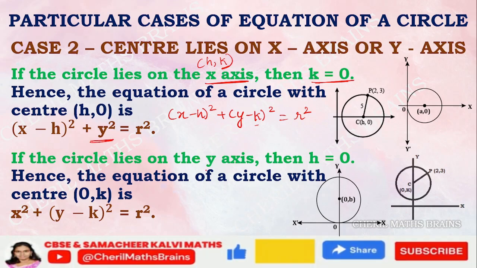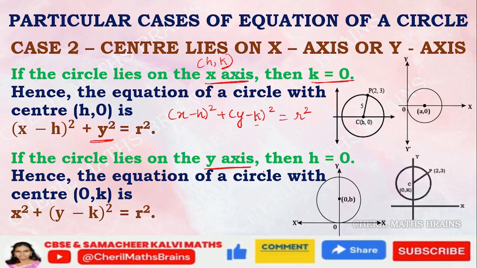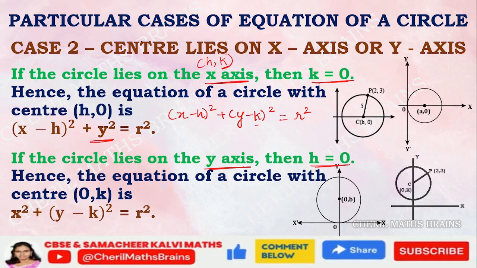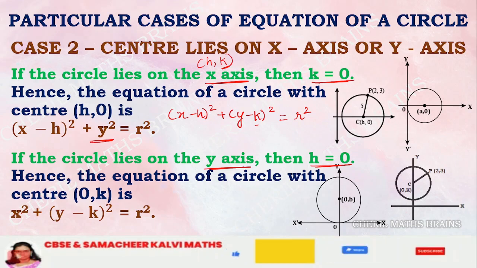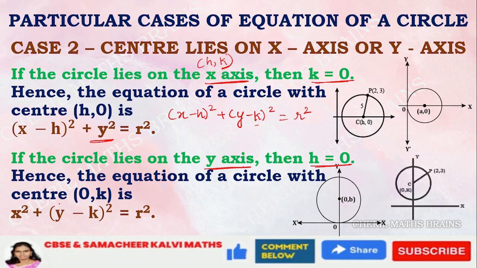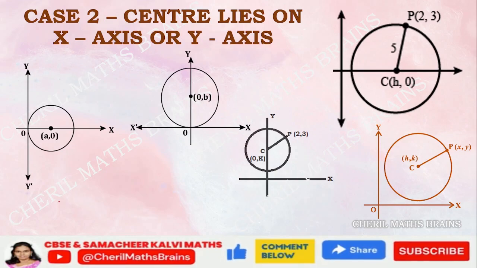Similarly, if the center of the circle lies on the y-axis, then h is going to be 0. In that case, the equation will be x squared plus y minus k the whole square equals r square. Is it clear, children? Have you understood this? So this is how you will have to proceed with these kinds of questions.